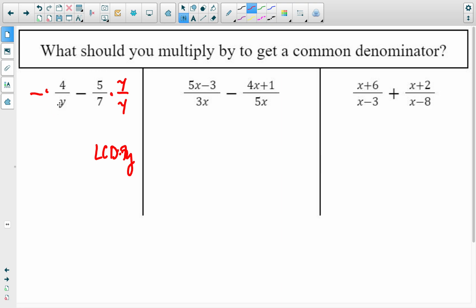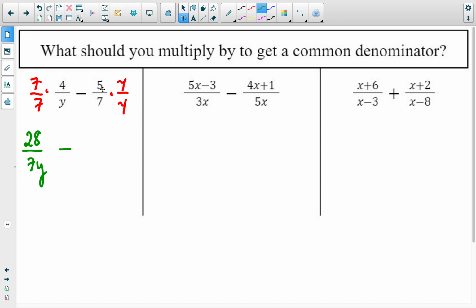And then y, what do we need to multiply y by in order to get this LCD? 7. So we'll multiply this first fraction by 7 over 7. This is going to allow us to combine them. 7 over 7 times 4 over y, we multiply straight across and get 28 over 7y. I'll erase this to give myself a little more space. That minus sign is going to stay there for now.